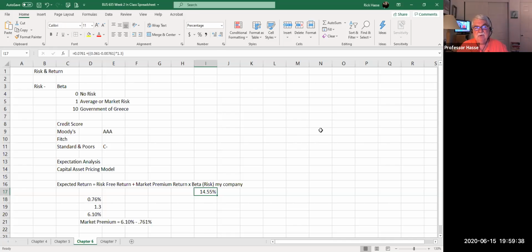14.455%. That's the capital asset pricing model. You can see the formula there, and when you look at the spreadsheet later, you can see it. In other words, if I wanted to invest in Ford Motor Company today, tomorrow, I'm expecting in today's markets a return of 14.5%. Why? I can get 0.76% for no risk. I can get 6.1% for average risk. I can get 14.5% for Ford's risk.